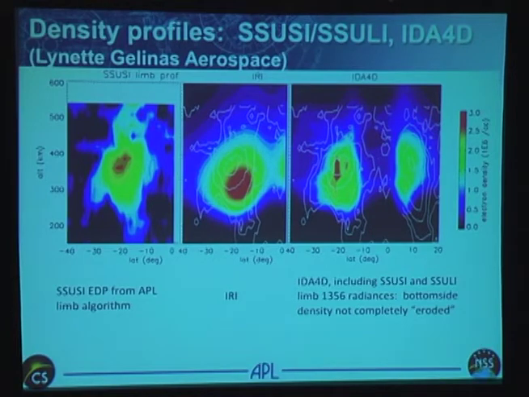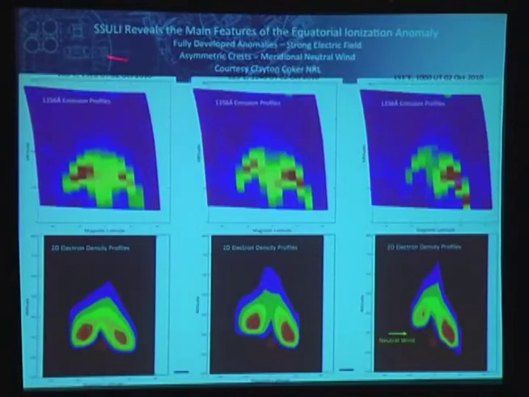SSULI alone, this is from Clayton Coker at NRL, and these are two-dimensional emission brightnesses. You can see the magnetic latitudes here, and this is lower latitudes. Since SSULI is in the plane of the spacecraft as you go forward, you can take multiple scans and put them together into a two-dimensional tomography inversion algorithm, which NRL has spent a lot of years developing, and you can get out these two-dimensional reconstructions of the electron density, and then you can start to talk about what you think some of the physics is that's driving it.